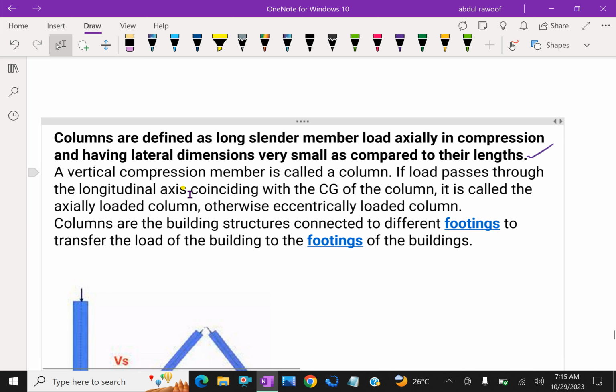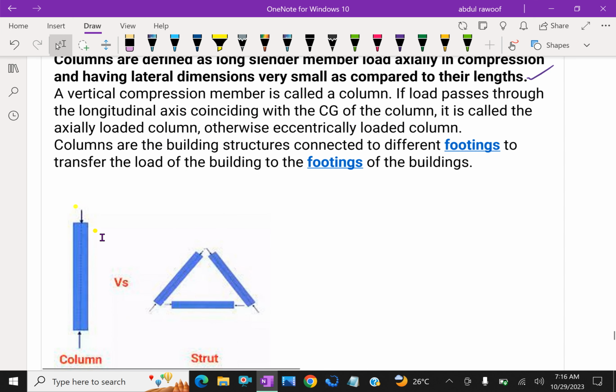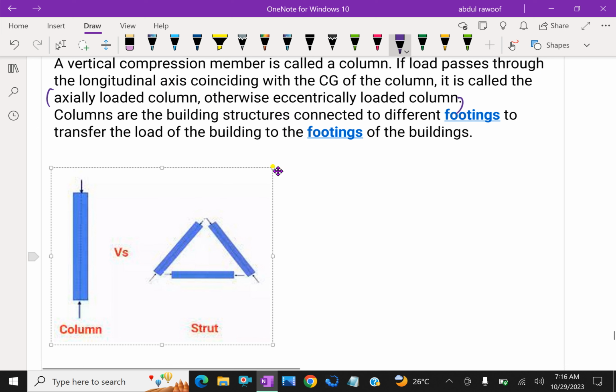If the load passes through the longitudinal axis coinciding with the CG of the column, it is called an axially loaded column. Here, this is the axially loaded column. Otherwise, they are eccentrically loaded columns. Columns are building structures connected to different footings to transfer the load of the building to the footings.